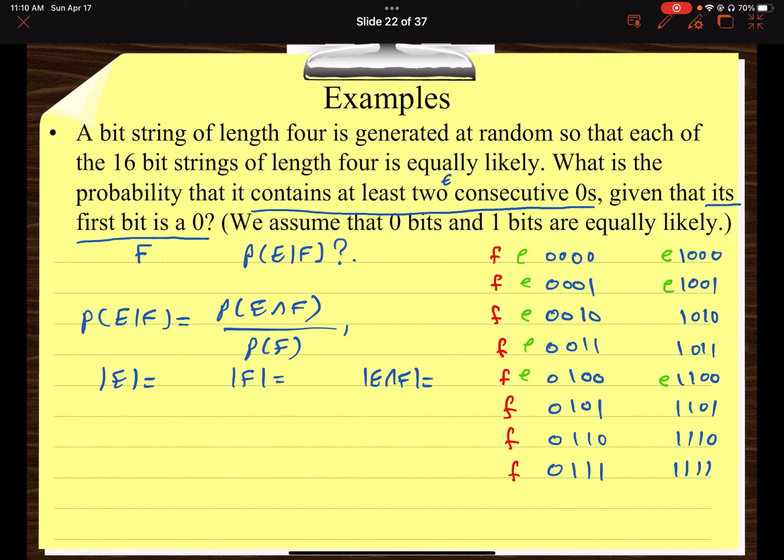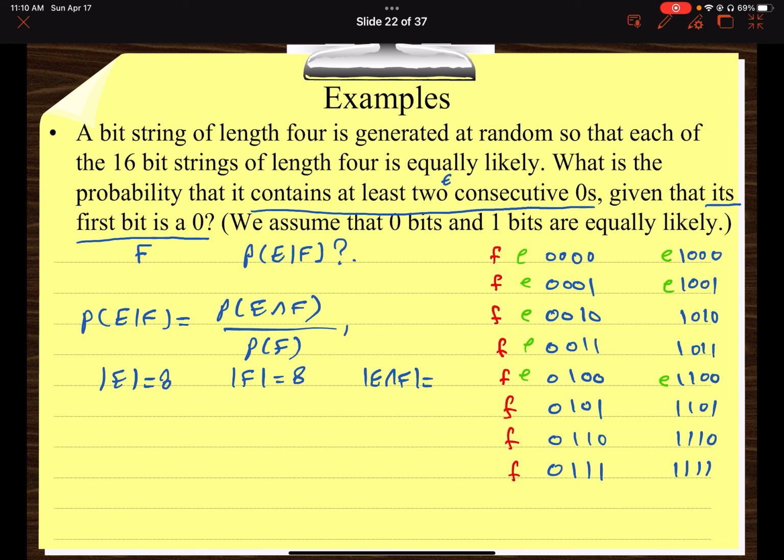What's the size of the event E? 2 3 4 5 6 7 8. So the size of the event E is 8. What's the size of F? 1 2 3 4 5 6 7 8. So basically, this is also 8.